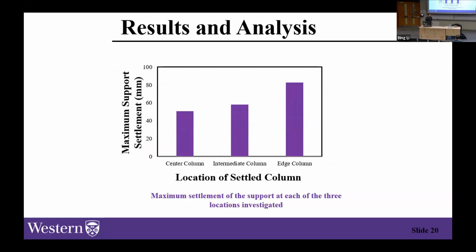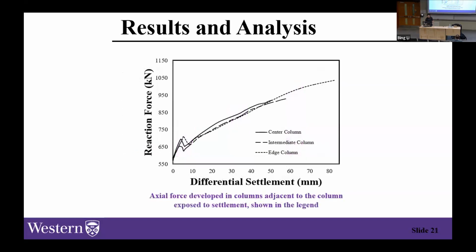And that could be attributed to the fact that when the center column settles down, you're changing the loading scenario, but it's more like a simply supported beam now, because you lost that support in the middle. While at the end, it's more like a cantilever type of loading. So as you can see over here, even though we have the same trend, the magnitudes are different. The edge column, for example, experienced an increase of 80% in reaction force, which is huge for loading scenarios.